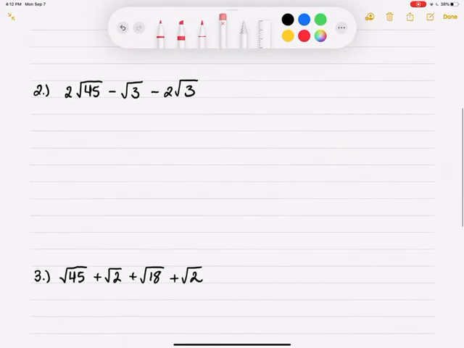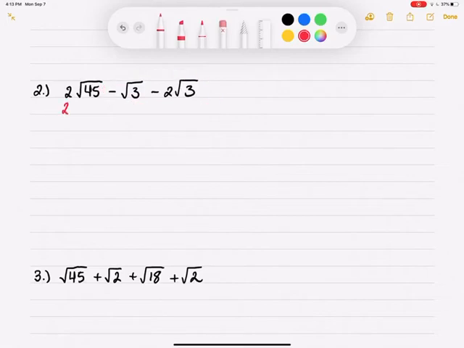In example 2, I have 2 square roots of 45 minus the square root of 3 minus 2 square roots of 3. Now, since you have 3 in the radical for both, you can go ahead and just combine them. It'll make it a little nicer to look at.